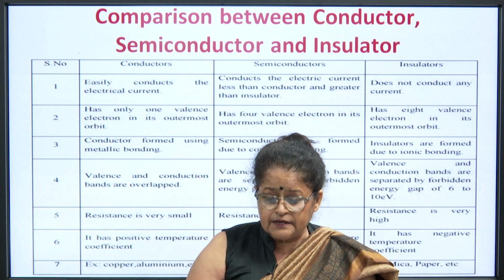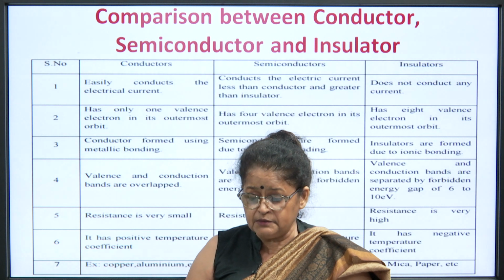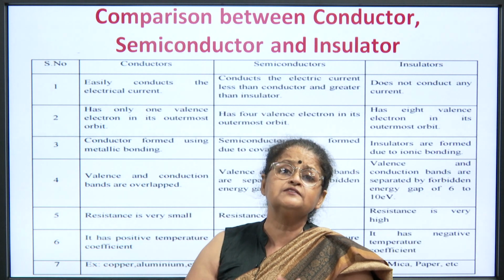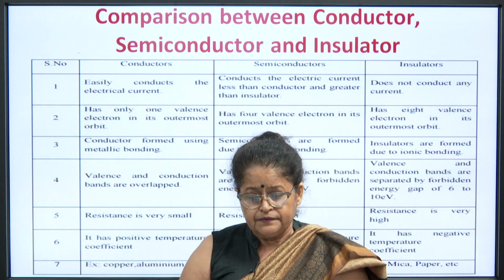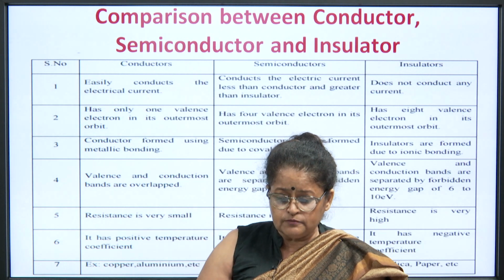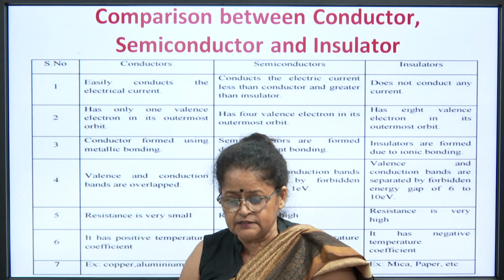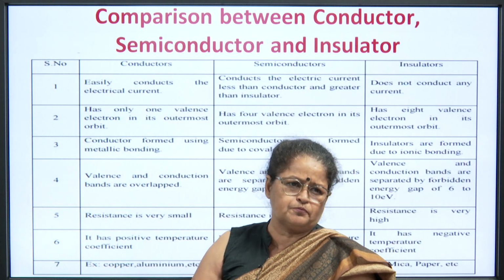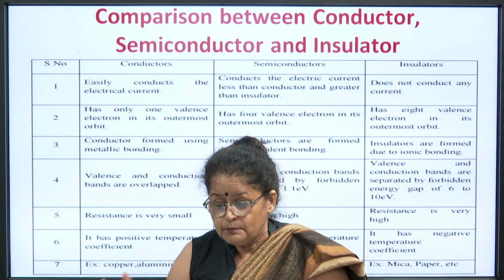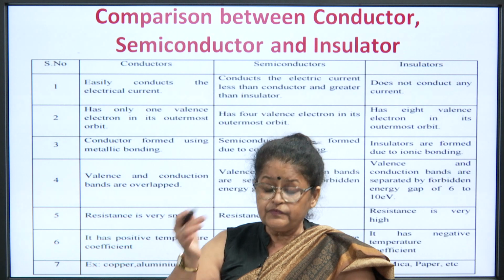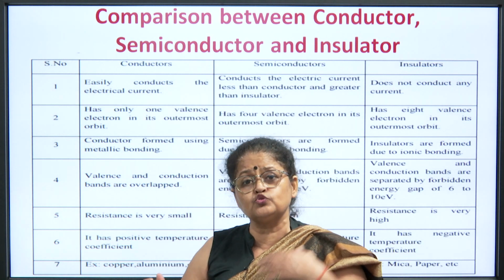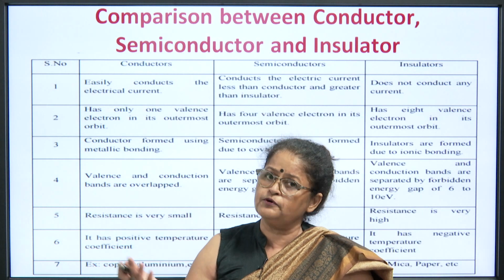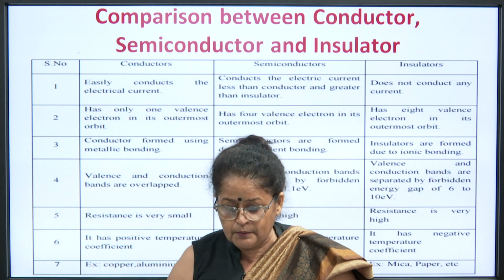Conductors are formed using metallic bonding, semiconductors are formed due to covalent bonding, insulators are formed due to ionic bonding. That is the most popular concept. Valence and conduction bands are overlapping in case of conductors. In semiconductors, the valence and conduction bands are separate, but a very minimal energy gap is there, approximately 1 electron volt. But in case of insulators, the energy gap is of the order of 6 to 10 electron volt, or approximately 9 electron volt or above.